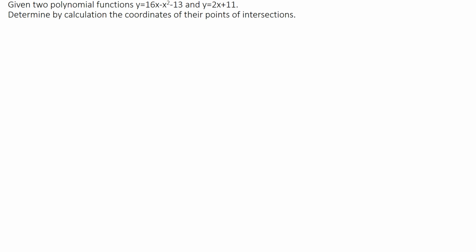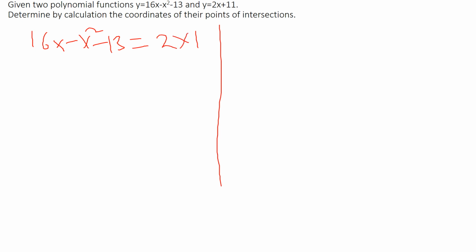So in this case we are going to solve them using the calculation method, and we know where they are intersecting, the value of y is equivalent to the value of y for the two equations. So we can first of all say that the values of y will be the same where they are intersecting. So we can say that here we are going to have 16x minus x squared minus 13. This one will be equivalent to the other line, which is 2x plus 11.